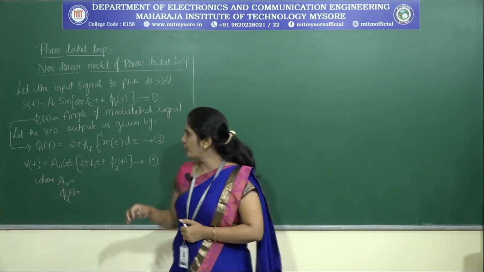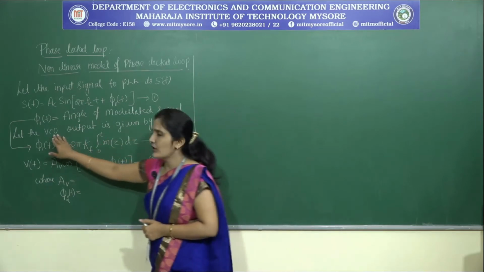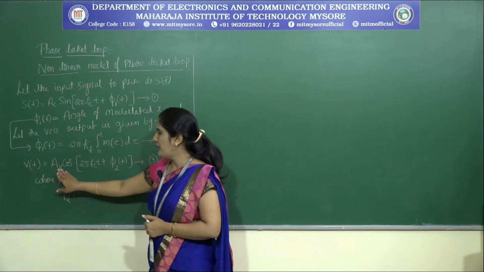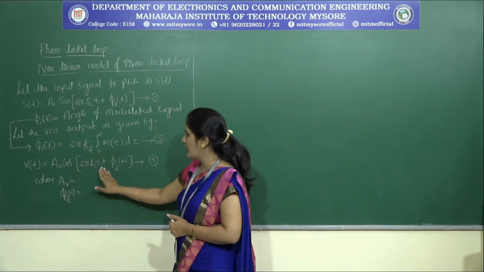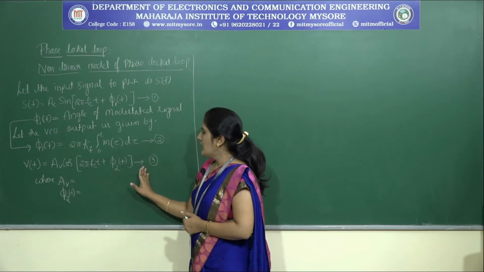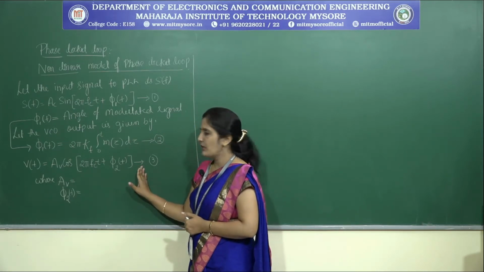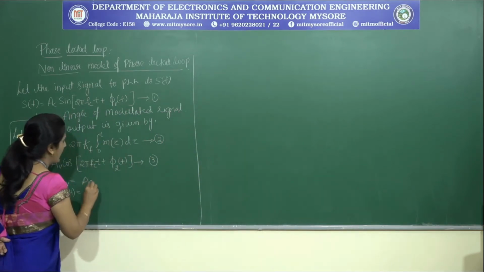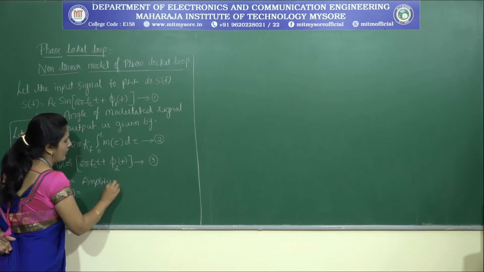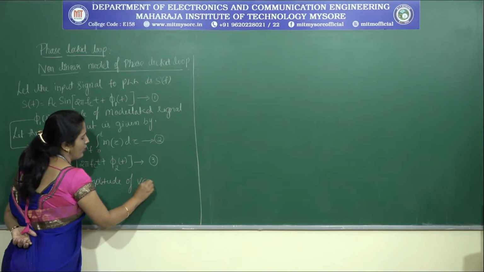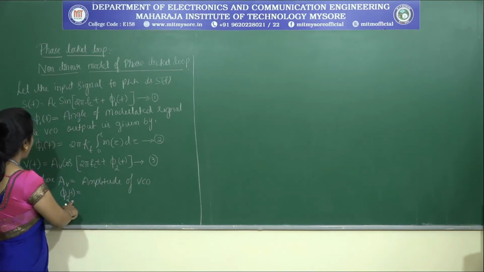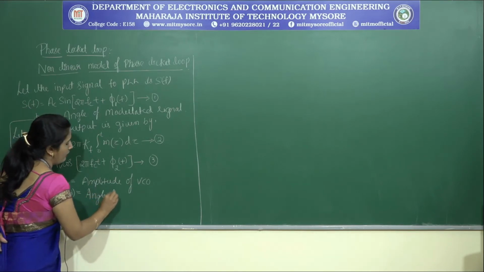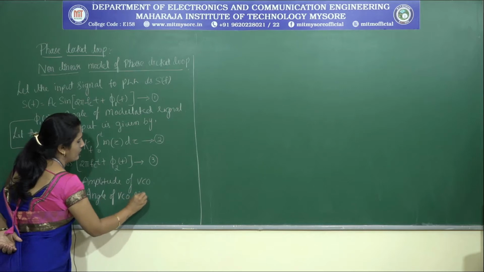Now the output of the VCO, that is the voltage control oscillator output, can be written as v(t) equal to Av cos(2 pi fc t plus phi 2 of t). Let us consider this as equation number 3. Here Av is the amplitude of the voltage control oscillator at the output, and phi 2 of t is the angle of the VCO signal.